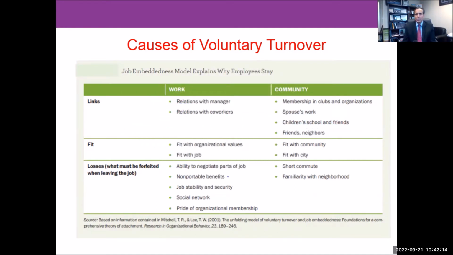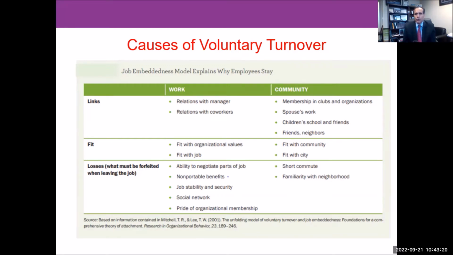Other researchers mentioned that the job embeddedness model can explain why employees stay in the organization. So think about the link of a person to work and to the community, his or her relationship with the immediate manager or managers in general, their relationship with their coworkers and colleagues in the workplace. And also in the community, being members of clubs and organizations that relate to a person's work, your spouse's work, and children's school and friends, and general neighbors and friends on a professional level and at the personal level, can obviously influence a person's desire to stay with the organization, the fit of the person with the organization's values, that fit with the job, as well as in the community and the city or the environment overall.